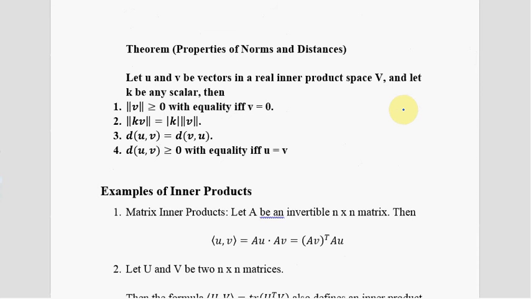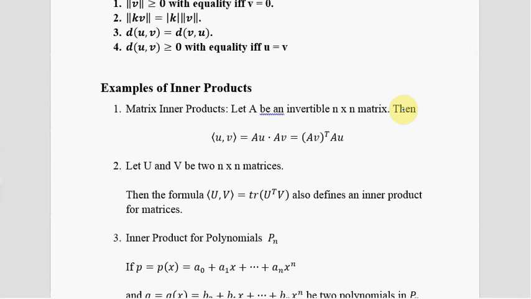Secondly, let U and V be two n by n matrices. Then this formula, the inner product of U and V, is said to be the trace. Remember that? The trace, TR, the trace of U transpose times V. So basically you're going to take the transpose of the matrix U, multiply it times the matrix V, and then take the trace of that, and that gives you here this particular inner product of those two matrices.